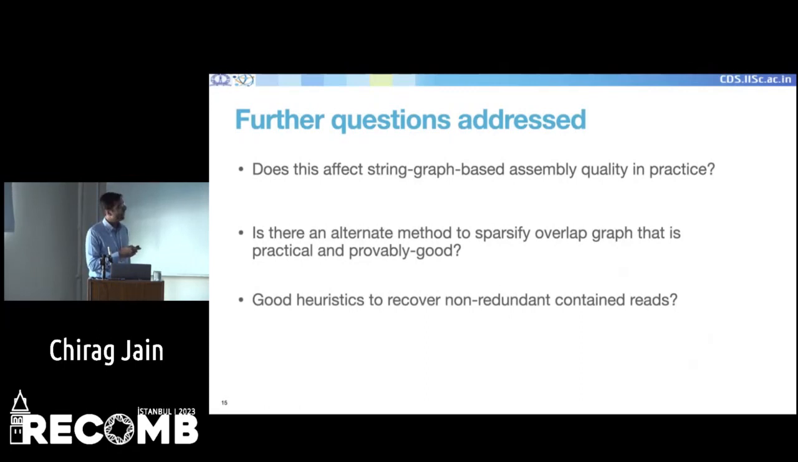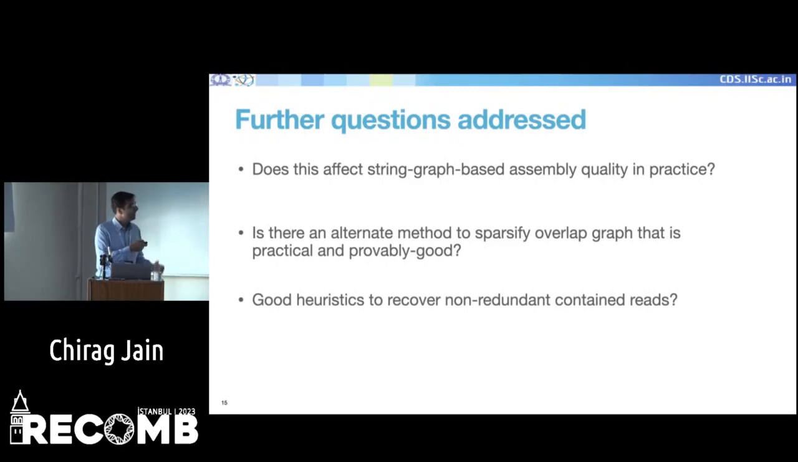So this is just a theoretical assessment. What are the follow-up questions that we can answer? First, does this theory affect practice? Does this limitation of the string graph affect the genome assembly quality in practice today? Second, because we have seen that the string graph loses this coverage, is there any alternative model that one can use that is also practical as well as provably good?